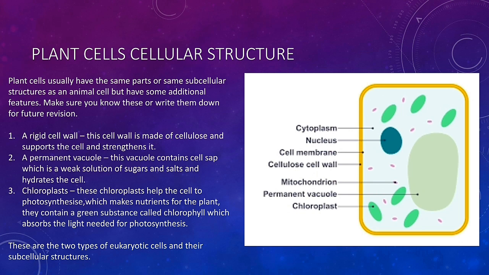2. A permanent vacuole. This vacuole contains cell sap, which is a weak solution of sugars and salts and hydrates the cell. 3. Chloroplasts. These chloroplasts help the cell to photosynthesize, which makes nutrients for the plant. They contain a green substance called chlorophyll, which absorbs the light needed for photosynthesis. These are the two types of eukaryotic cells and their subcellular structures.